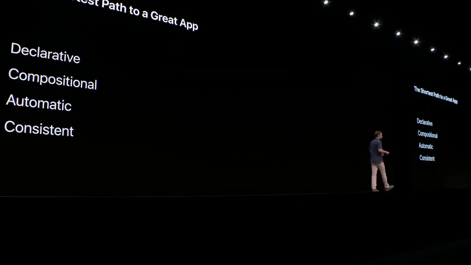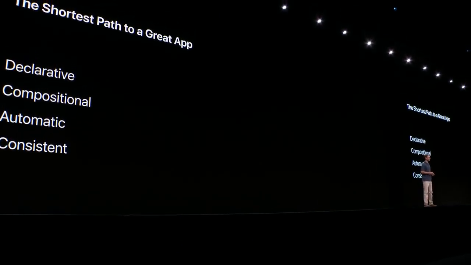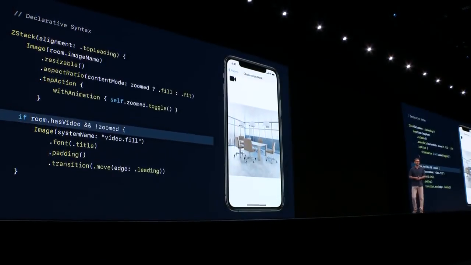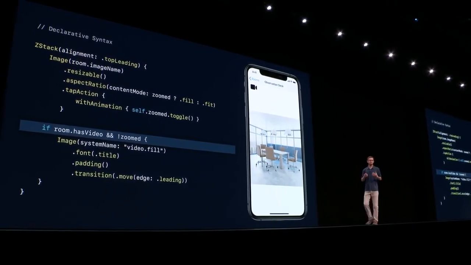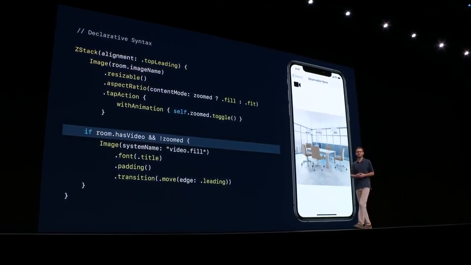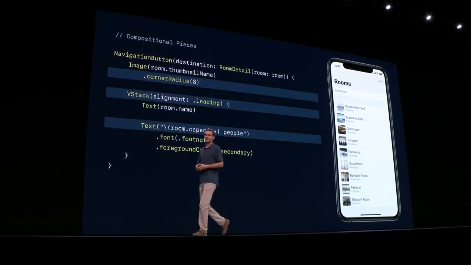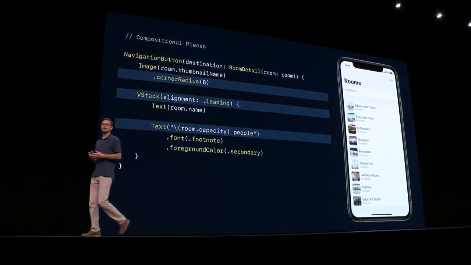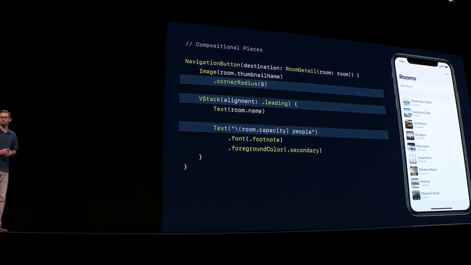So our goal with SwiftUI is to give you the shortest path to a great app that's going to reach the widest audience. We saw 4 of SwiftUI's key design principles at play today. We saw its declarative syntax, which will evoke the actual UI you're building and take care of those imperative details like adding and removing subviews on your behalf. We saw the compositional pieces and how you can combine together pieces of content, modifiers, and containers to build exactly the UI you're looking for.